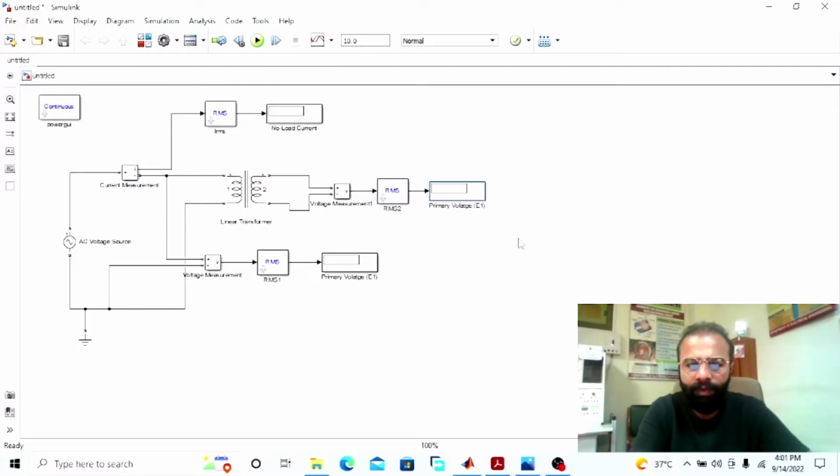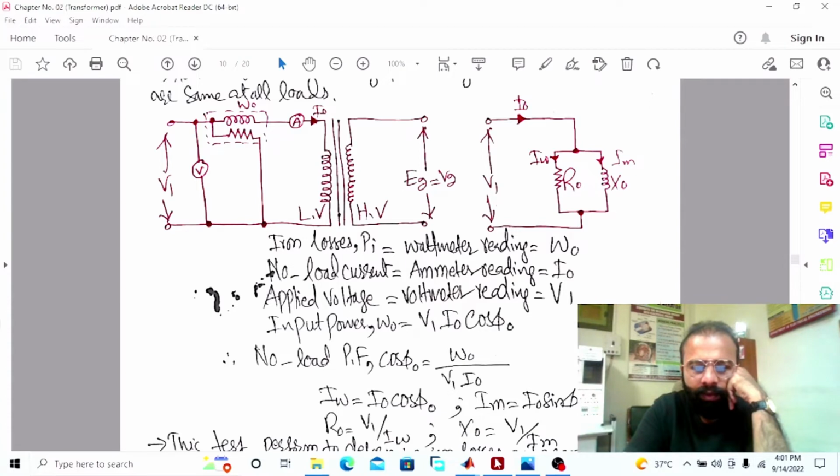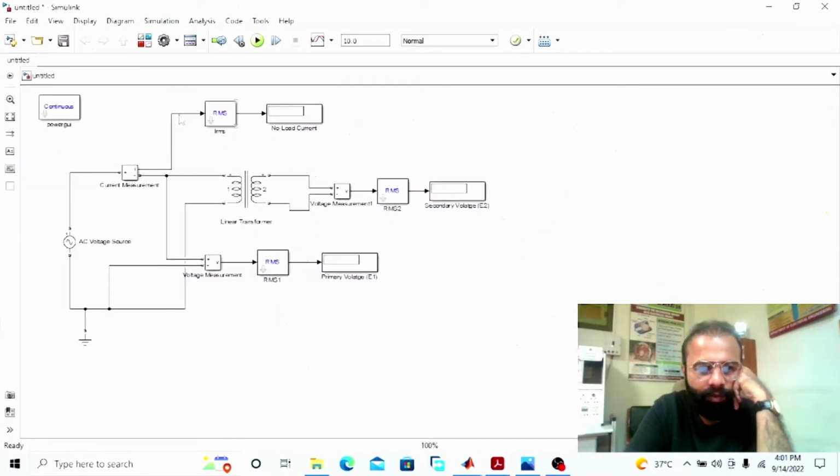This will give us the secondary voltage, which is the E2. According to this circuit diagram, this ammeter will give us the no load current. This voltmeter will give us the V1 applied voltage to the primary winding of the transformer, and this will give us the E2 voltage, which is the secondary voltage.